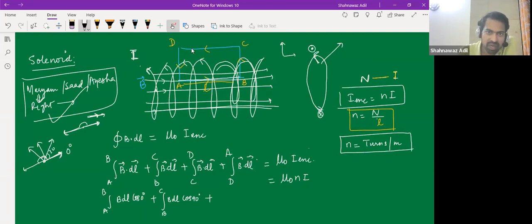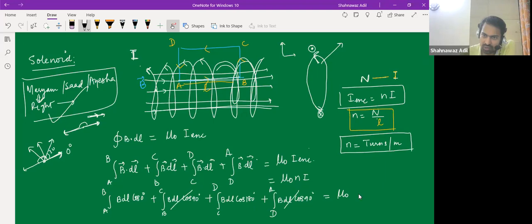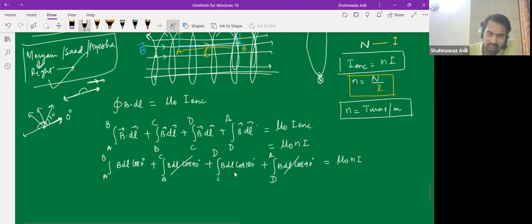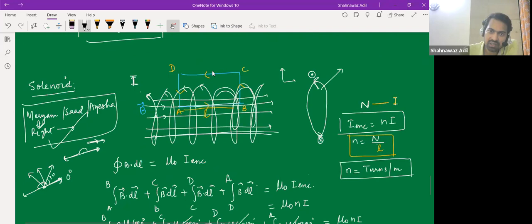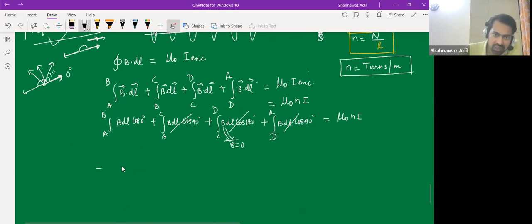And then in here, do we have any magnetic field? Okay, we'll think about that later, but this is B dl cos of 180. And then we have this one, D to A, B dl cos of 90. So cos of 90 is 0, cos of 90 is 0. And in here B is 0, so this is also cancelled, because we don't have any magnetic field in this region. In C to D, we don't have any magnetic field. So then ultimately we will get B times the integral from A to B of dl.